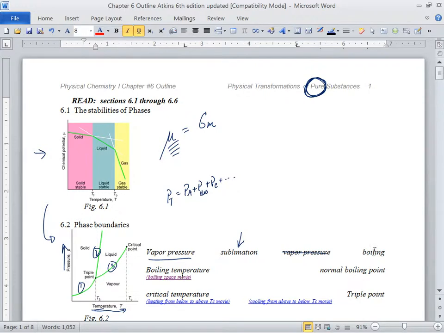Normal. Okay, we have normal boiling points. What's the difference? 1 ATM. Yeah, there you go. 1 ATM.